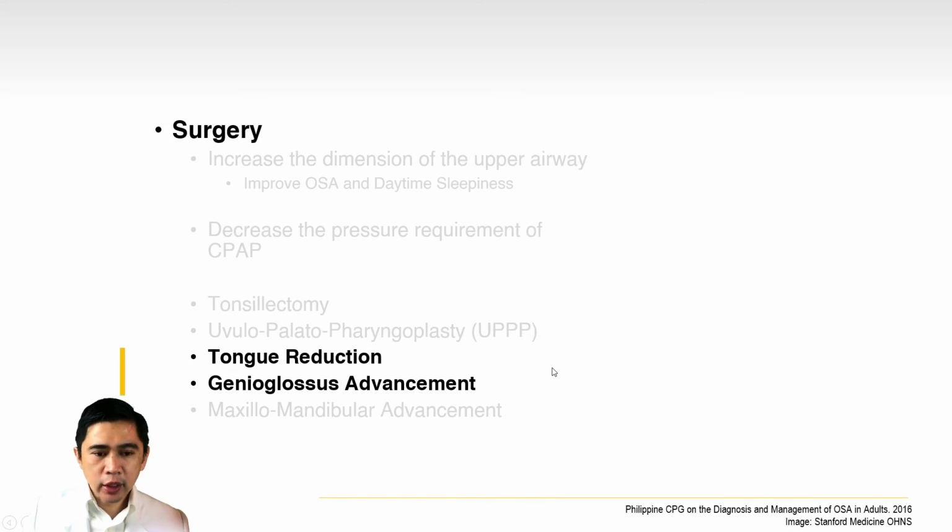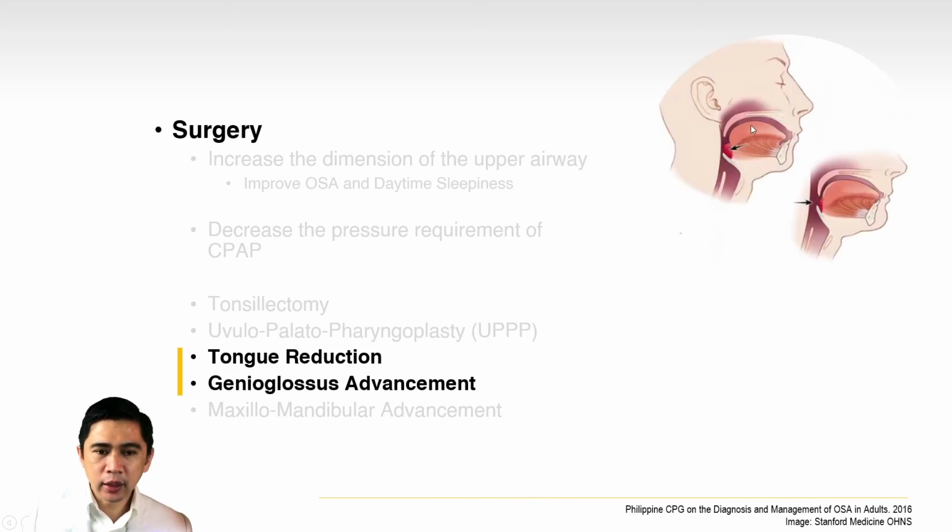Next is tongue reduction. Okay, so this is the tongue. Some people have excess tissue at the back of their tongue. If you reduce that, even on a small degree, you will increase the diameter of the airway. Okay, so this is what we call tongue reduction surgery.